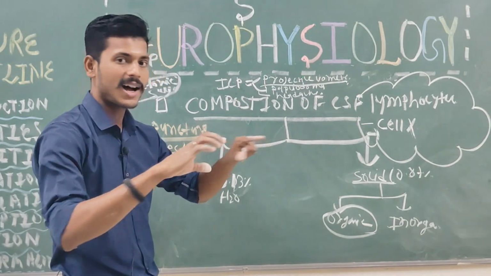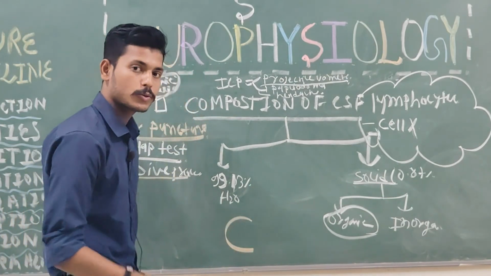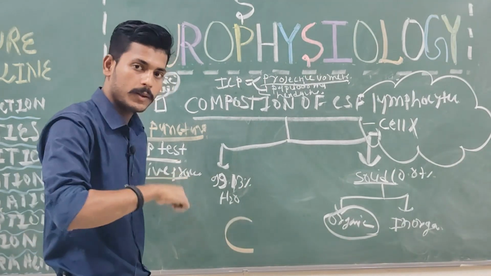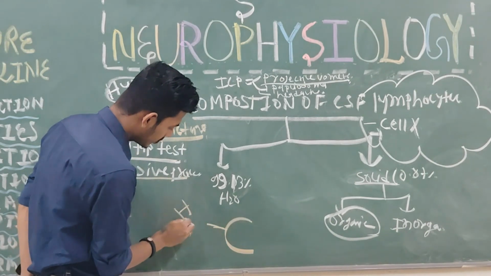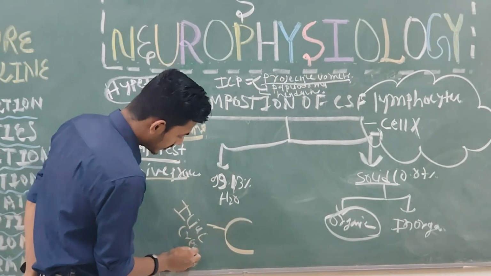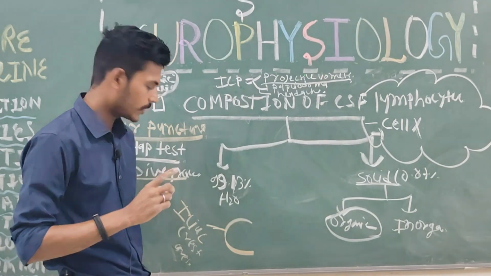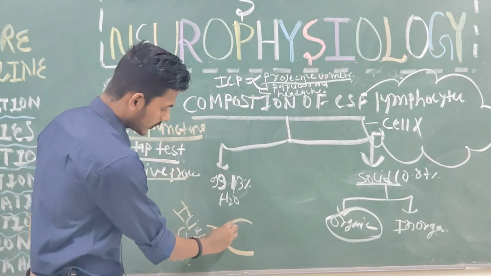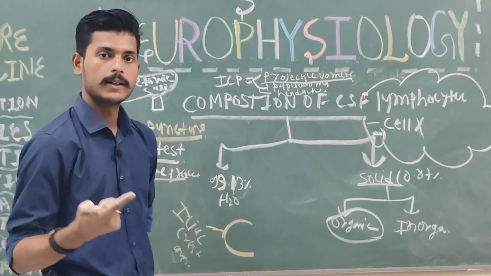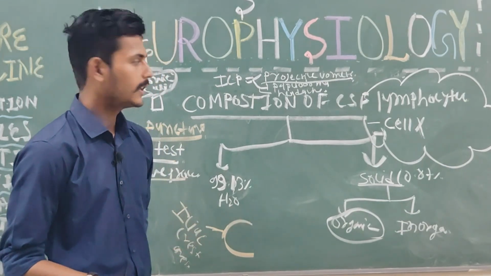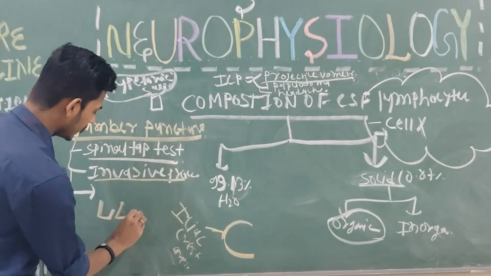But first you have to mark the position. The patient is advised to bend, their knees should touch their chin. We mark the area, and that area is called the iliac crest area. Then we clean the area with antiseptic solution and insert the needle. Take 3 or 4 containers.